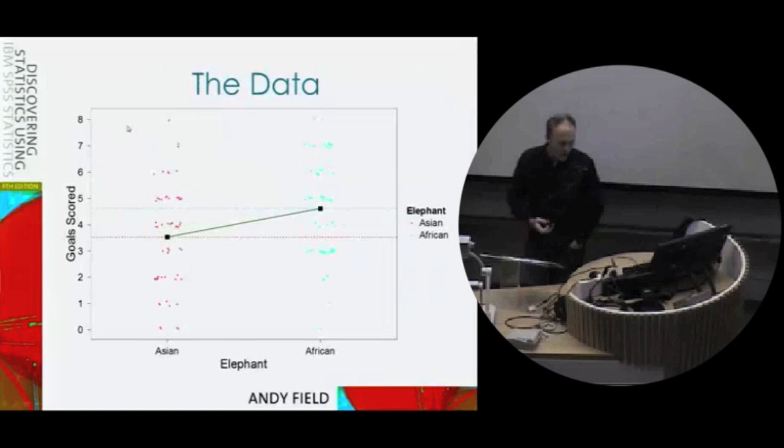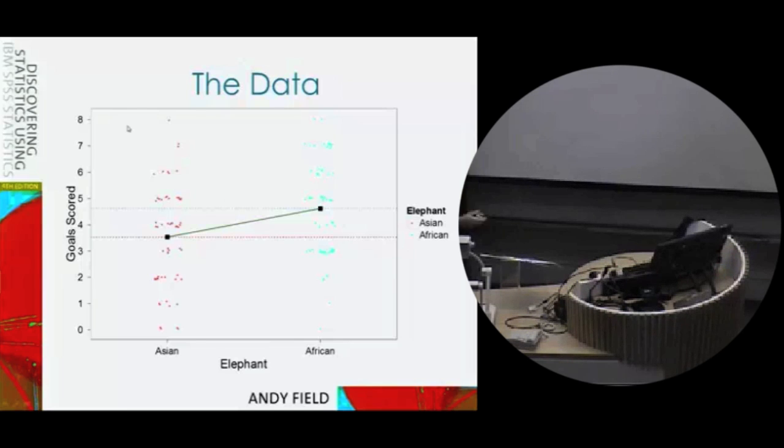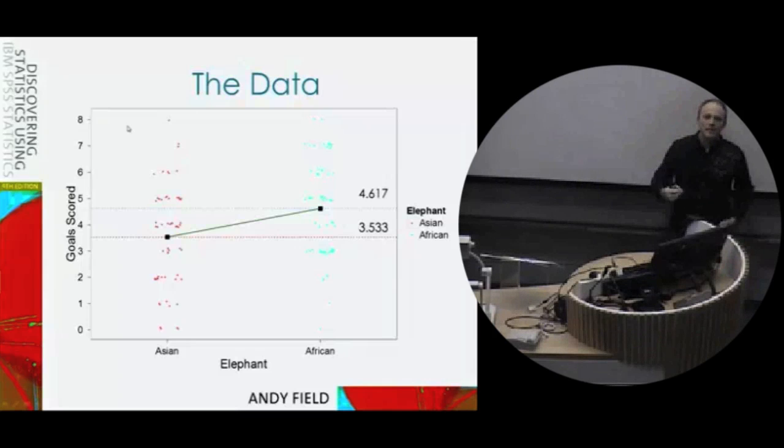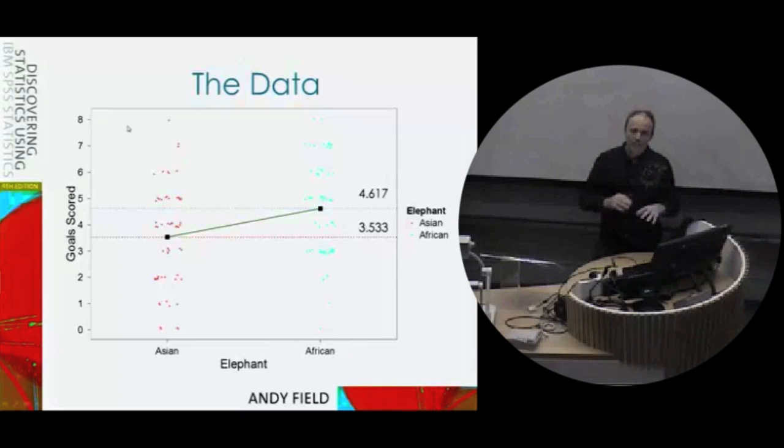Just to remind you from last week, this is a slide I put up then. This is comparing goals scored in Asian elephants and African elephants. And we saw when we compare two means, our linear model looks like this. It's just looking at the mean in one group and the mean in the other group, and the gradient, or the beta value for the predictor, is the gradient of that line, which is the difference between the two means. So our linear model is going to look at differences between means when we have different groups of people, like we do in experiments.